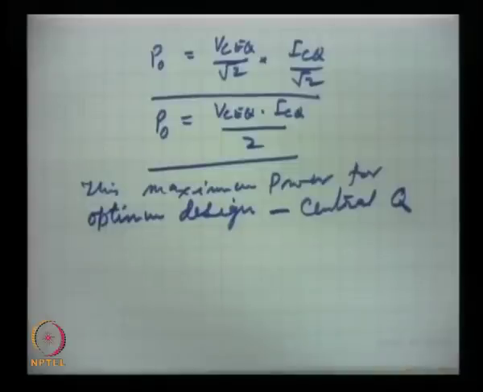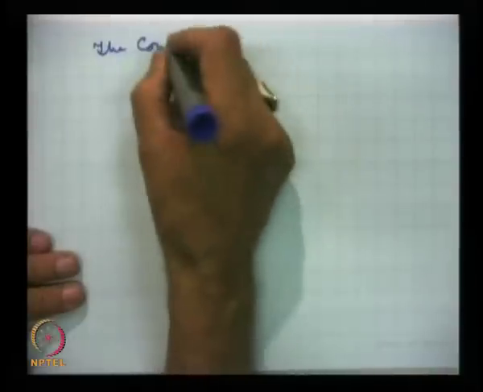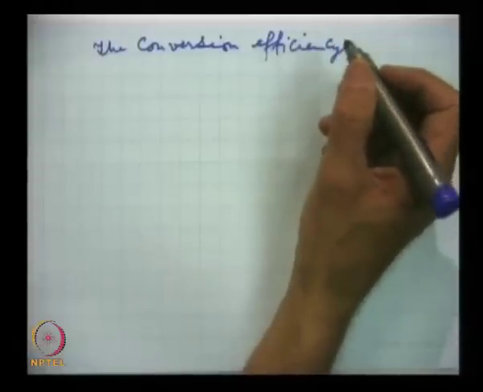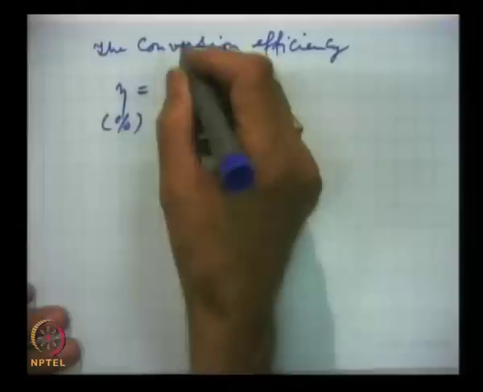Now, what is the conversion efficiency? The next thing we are going to have is the conversion efficiency. As I said in the beginning, by conversion efficiency we mean what fraction of the DC power we are supplying to the circuit is available as AC. After all, from where will the AC power come? As for example, we saw 5 watts AC power, but it comes from the DC power. Normally efficiency is written as eta and expressed in percent.